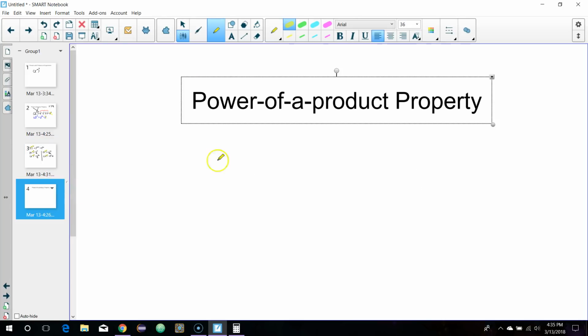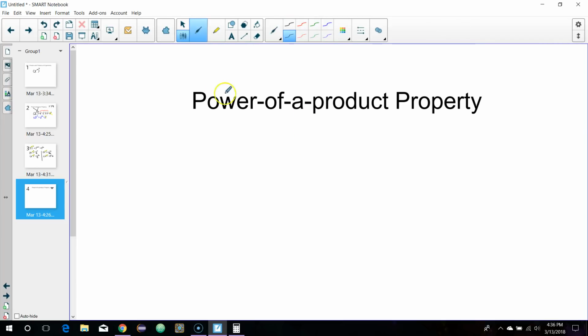Okay, moving on to the very last thing: power of a product. So hopefully you remember what is meant by a product. A product in math basically means two things multiplied together. So for example, 2 times 3 is going to be a product. Multiply two things together.